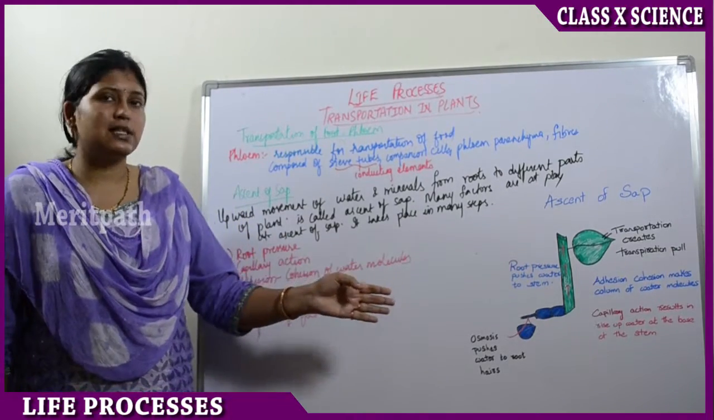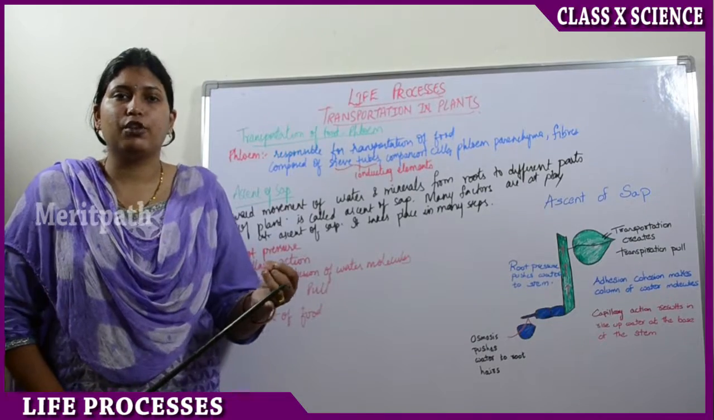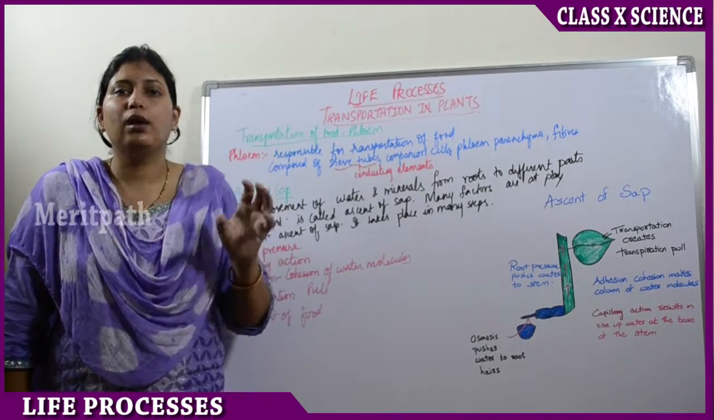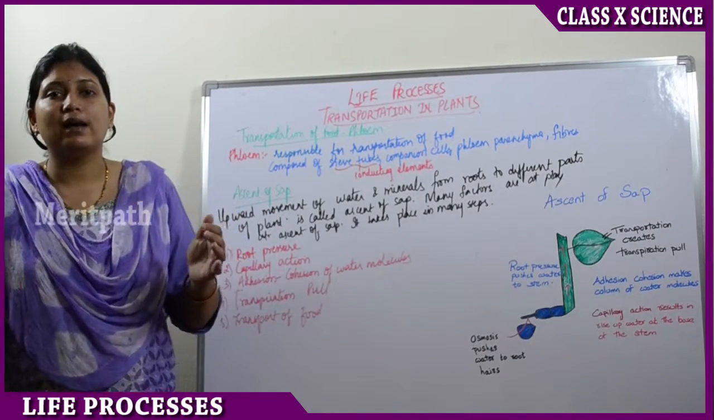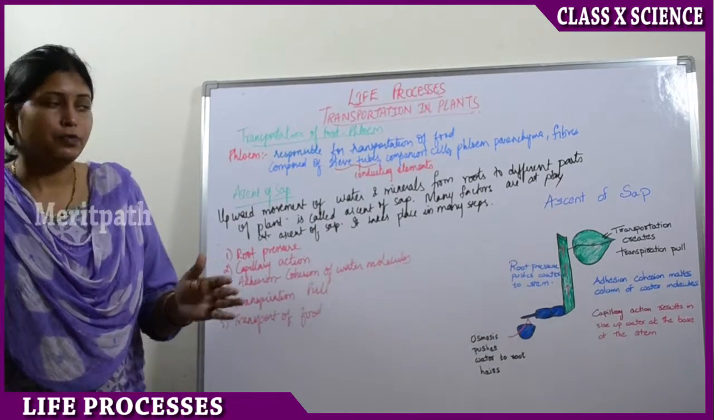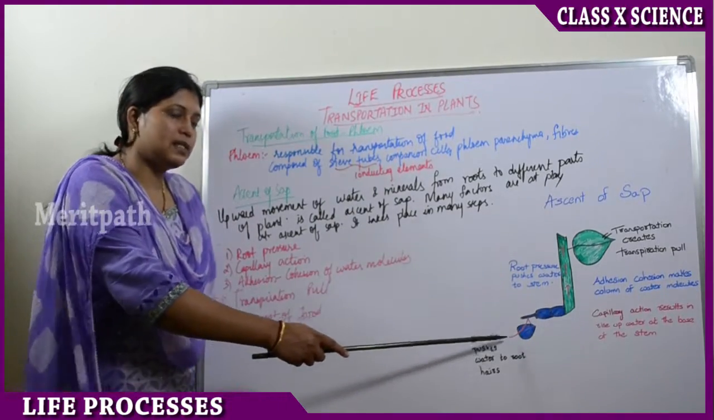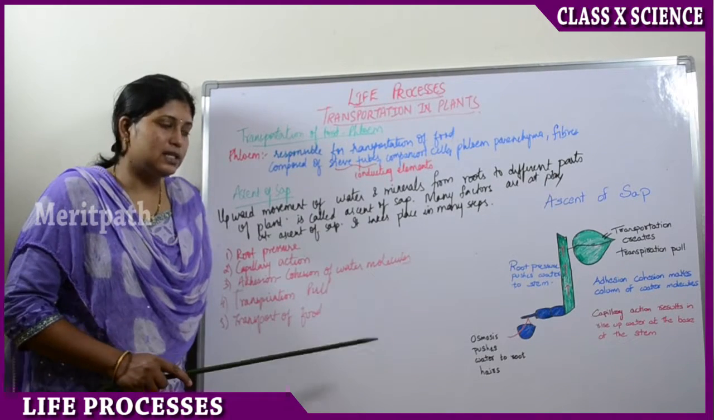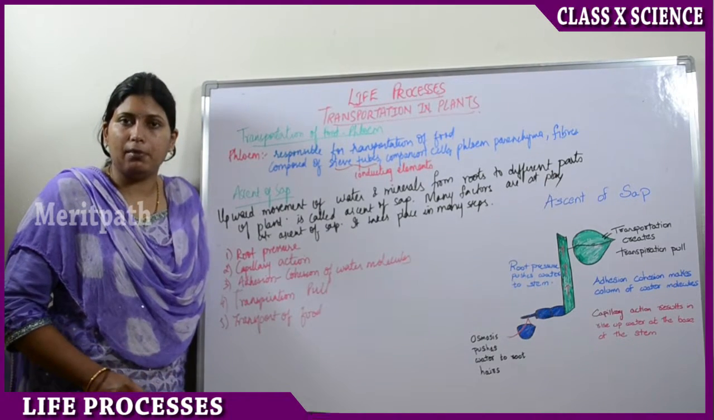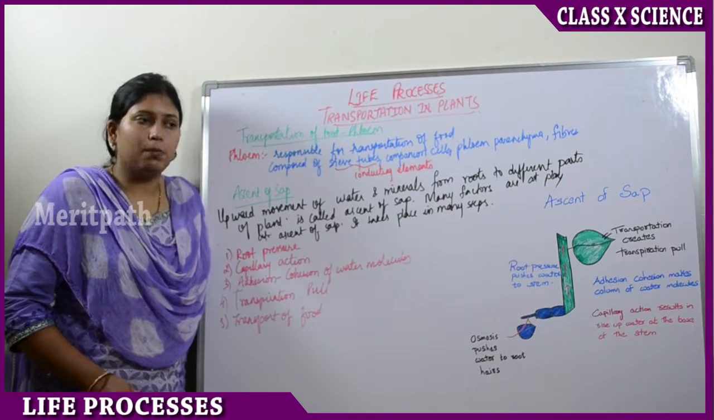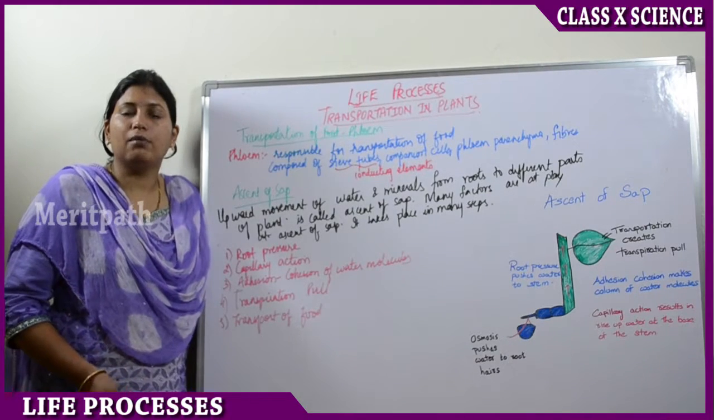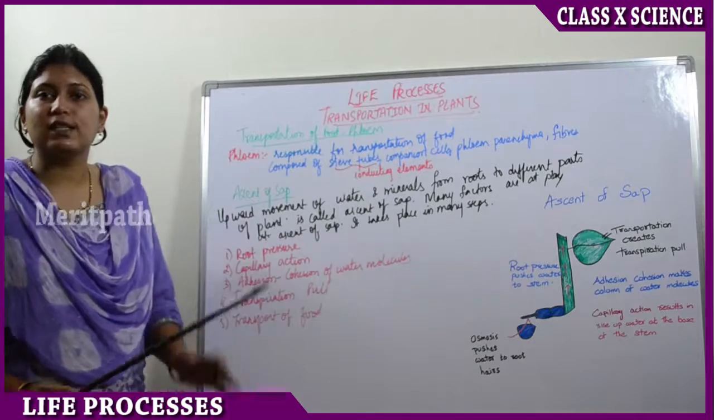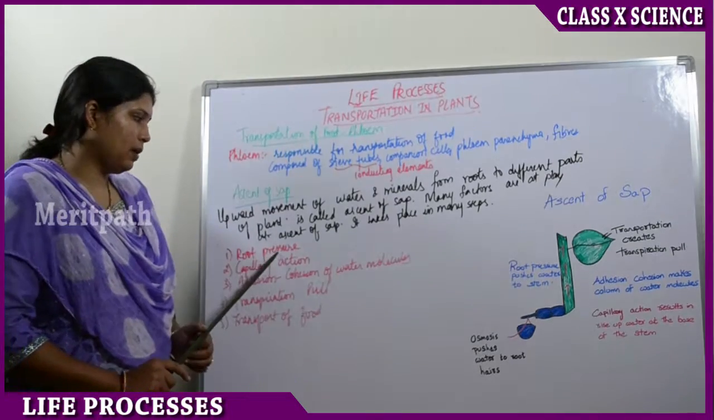So osmosis is the movement of water from higher potential to a lower potential via a selectively permeable membrane. The root hairs which are present in the roots have very thin cell walls. So these cell walls have a selectively permeable membrane, and this root pressure pushes the water from the roots to the base of the stem. That is about the root pressure.